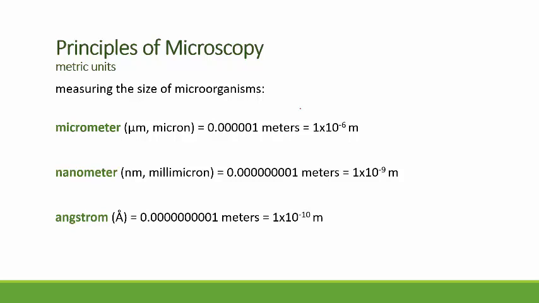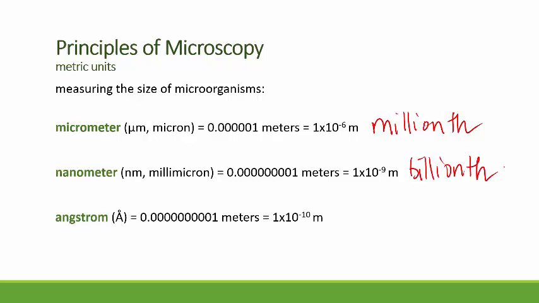A micrometer is 1 millionth of a meter, so a millionth with an M of a meter, while a nanometer is a billionth of a meter. And so if you hear people talk about nanotech, they're talking about things that are the size of 10 to the minus 9th meters, or 1 billionth of a meter.